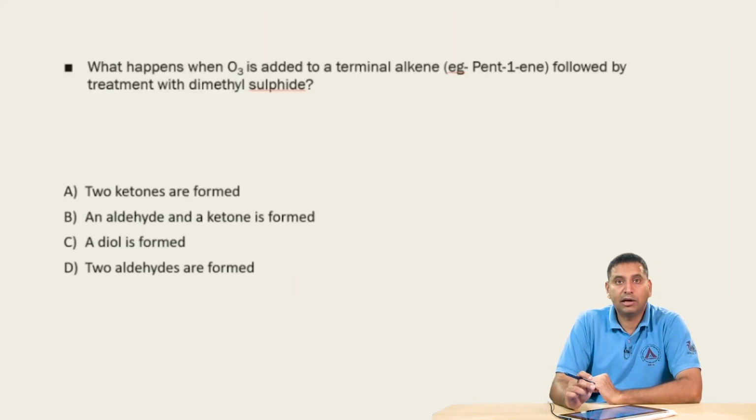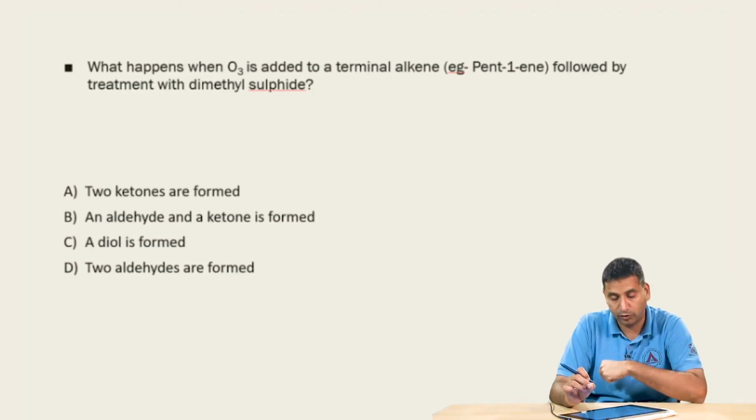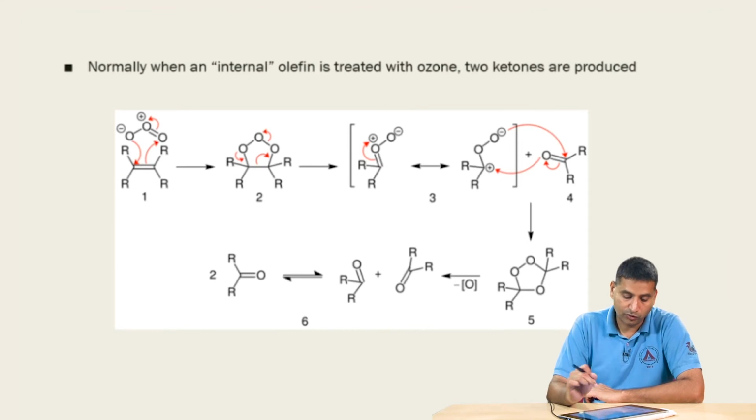The next question is, what happens when ozone is added to a terminal alkene such as pent-1-ene or 1-pentene, followed by treatment with dimethyl sulfide? So, there are 4 choices given here, that is 2 ketones are formed, an aldehyde and a ketone is formed, a diol is formed, or 2 aldehydes are formed. So, in order to address this question, let us first look through the mechanism of ozonolysis.